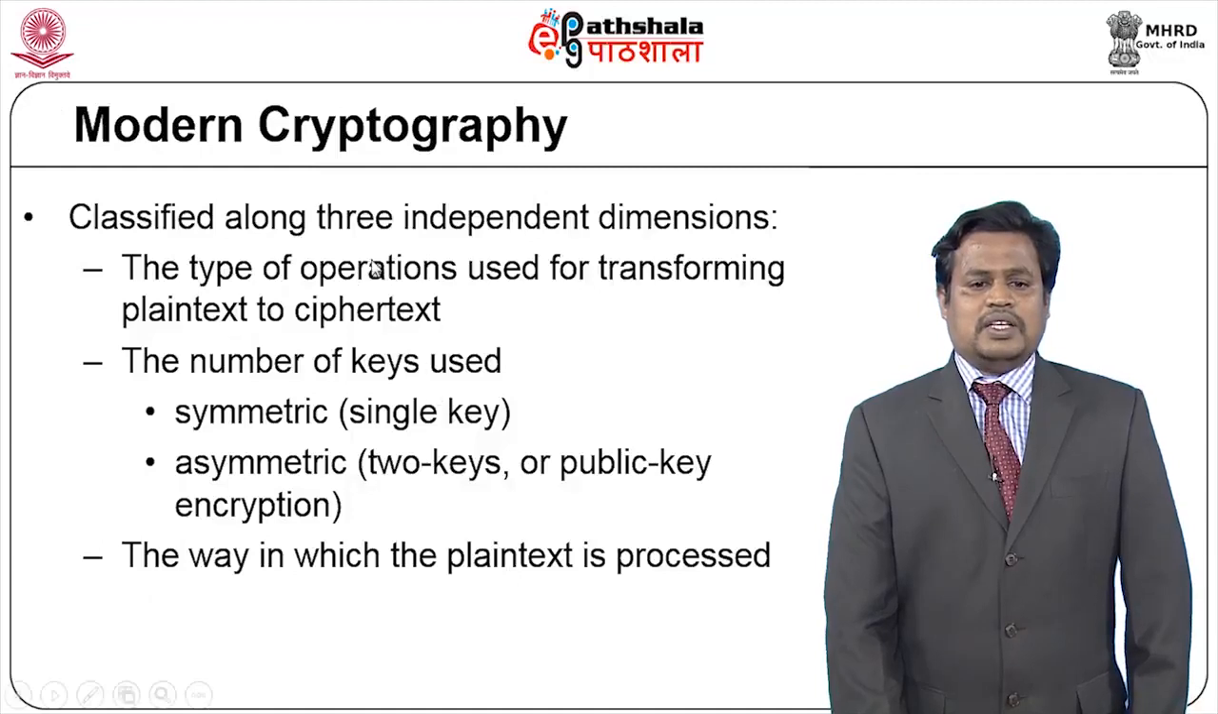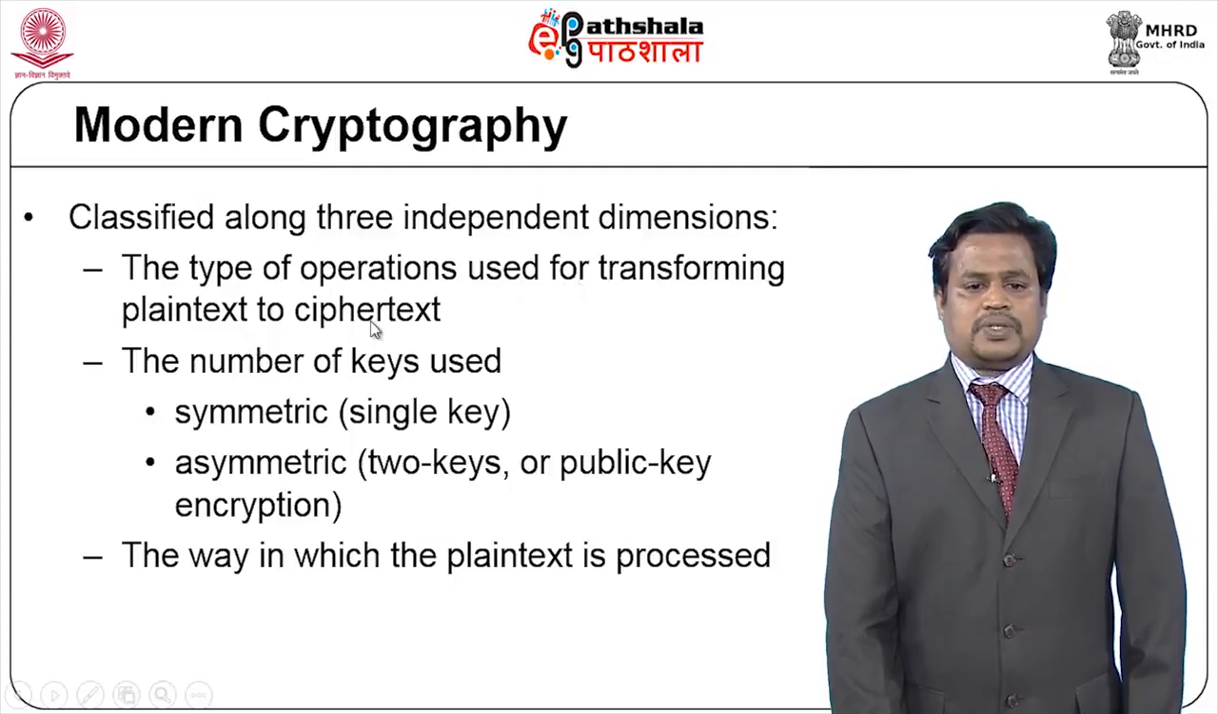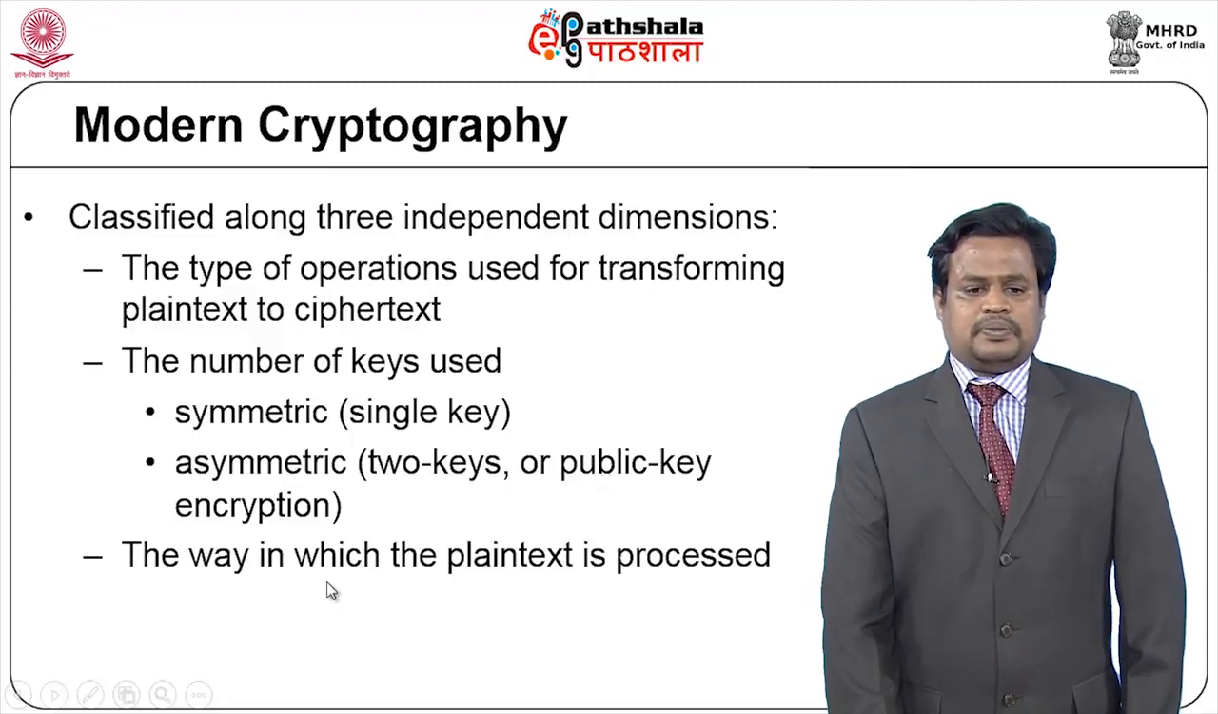Modern cryptography is classified along three independent dimensions. First, the type of operation used for transformation, that is, how the plain text is transformed into the ciphertext. This is what we call the algorithm. Second, the number of keys used. The main thing here is the secret: the more secret we keep the key, the more secure it is. The number of keys depends upon the kind of cryptographic algorithm we use. For example, symmetric key uses only a single key. In asymmetric key, also called public key encryption, there are two keys. Third, the way in which the plain text is processed.